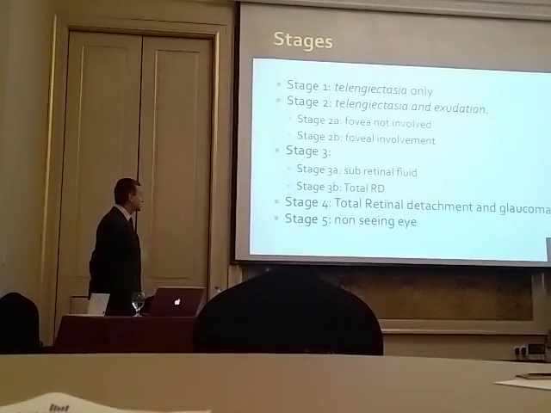Start getting what you call subretinal fluids with detachment, and stage 3B is a total retinal detachment. Stage 4 will be total retinal detachment with glaucoma, and stage 5 is a non-seeing, either phthisical or an absolute eye.